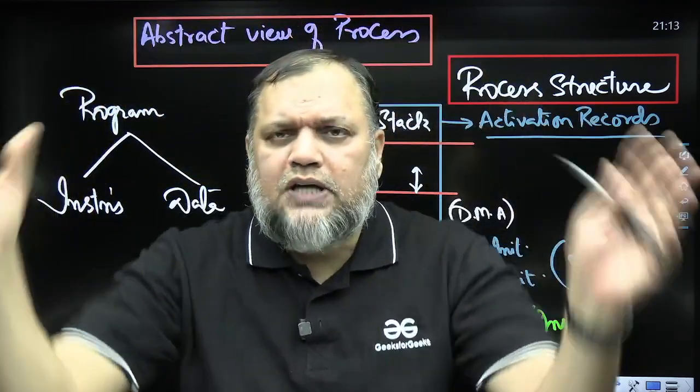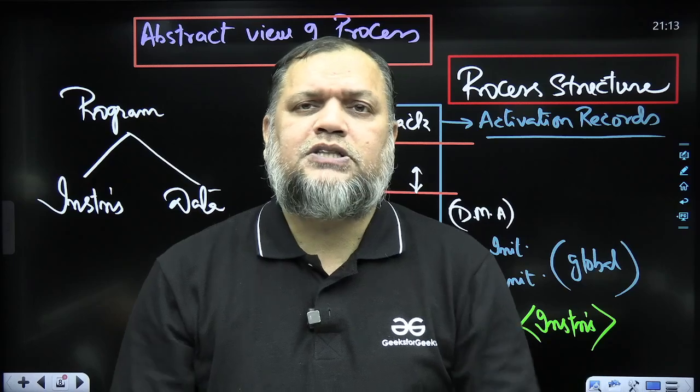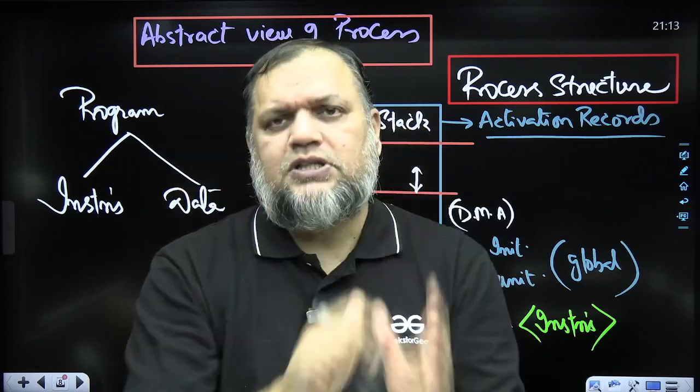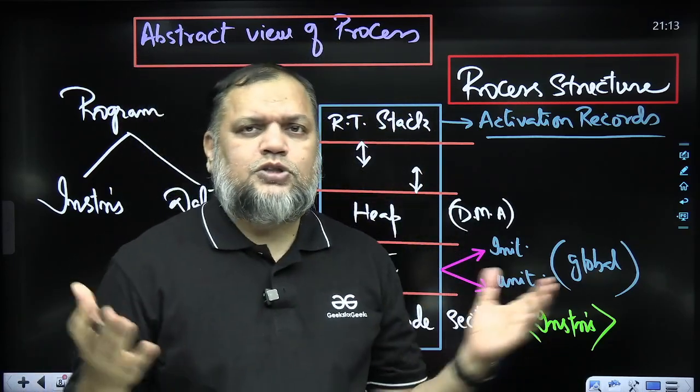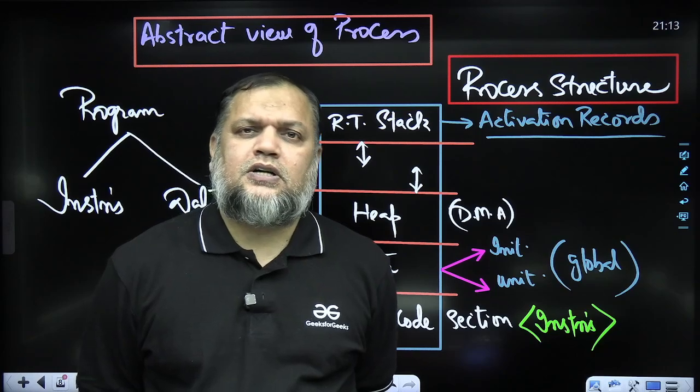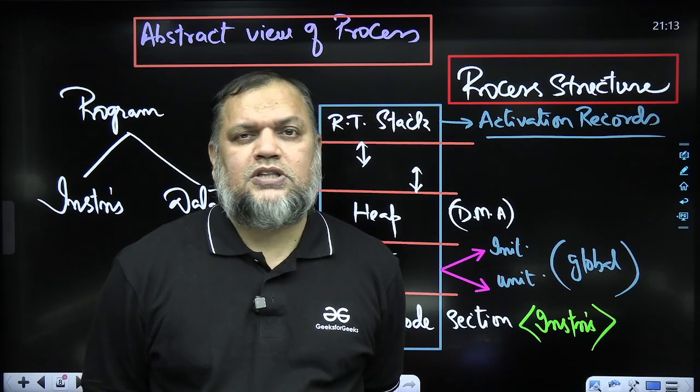So all these attributes are associated with process, and these attributes of the process are kept in a table, a data structure which is called PCB, process control block or process descriptor.